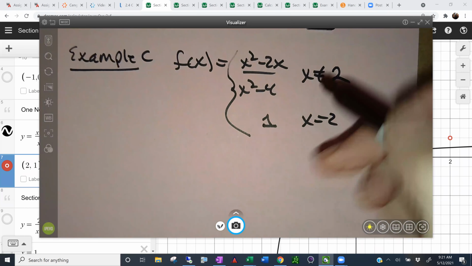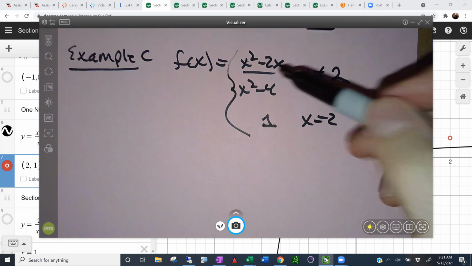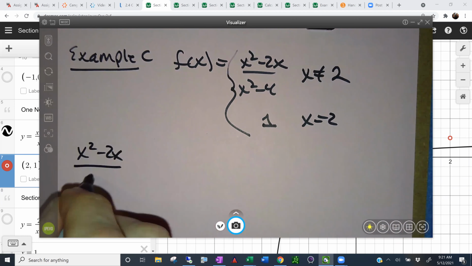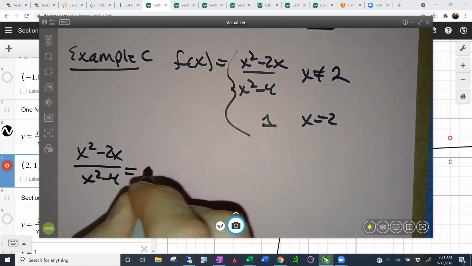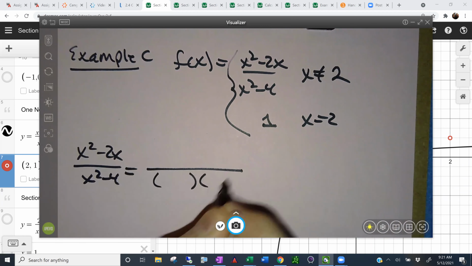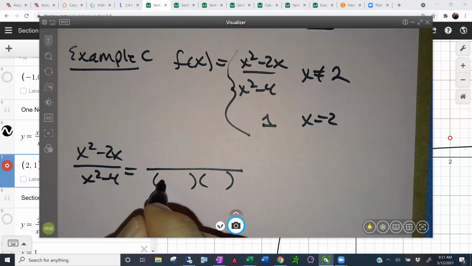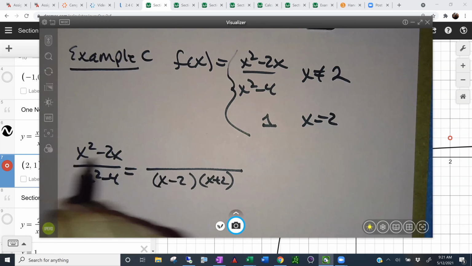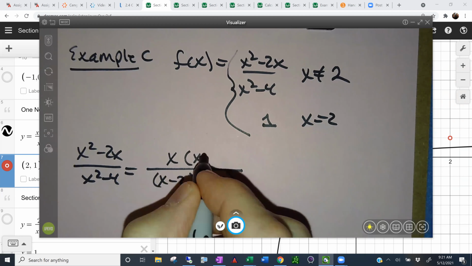Example C, f of x is x squared minus 2x over x squared minus 4. That's for x not equal to 2. And it's 1 if x equals 2. Okay, well, let's turn our attention to this part. x squared minus 2x over x squared minus 4. If you factor the denominator, how does that factor? x minus 2 and x plus 2. Awesome, thank you. The numerator also factors as x times x minus 2.